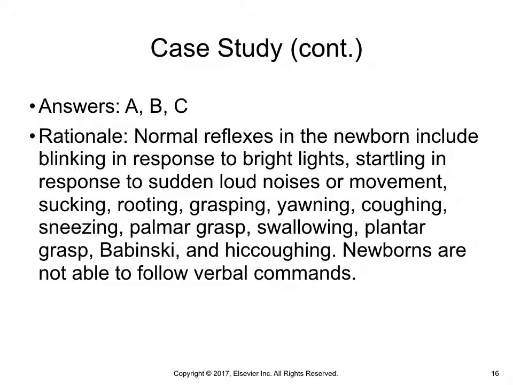The answers are A, B, and C. Normal reflexes in the newborn include blinking in response to bright lights, startling in response to sudden loud noises or movement, sucking, rooting, grasping, yawning, coughing, sneezing, palmar grasp, swallowing, plantar grasp, Babinski, and hiccuping. Newborns are not able to follow verbal commands.